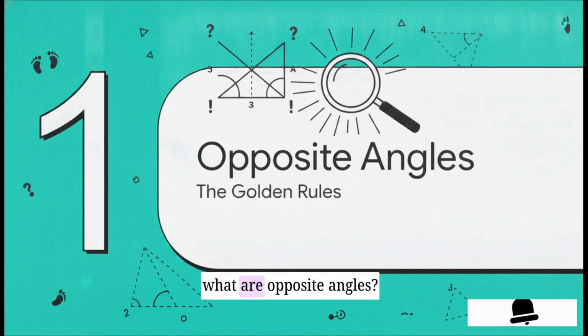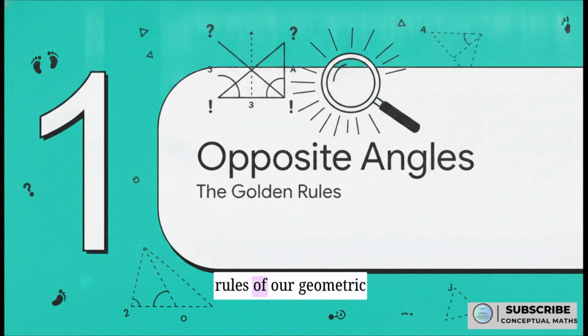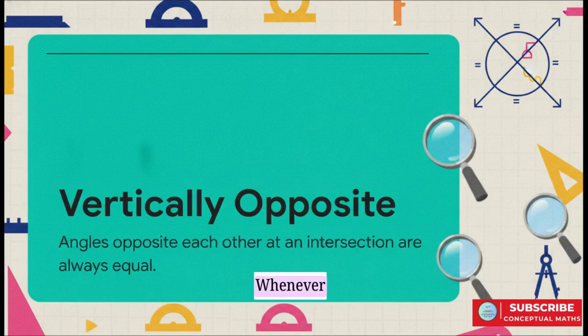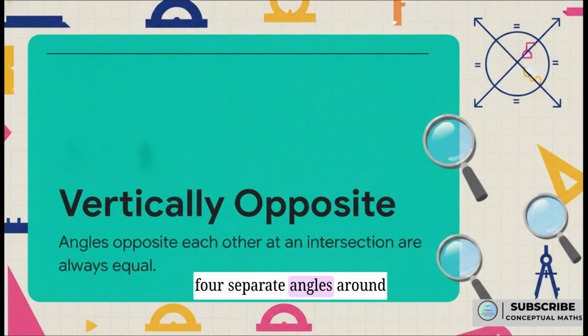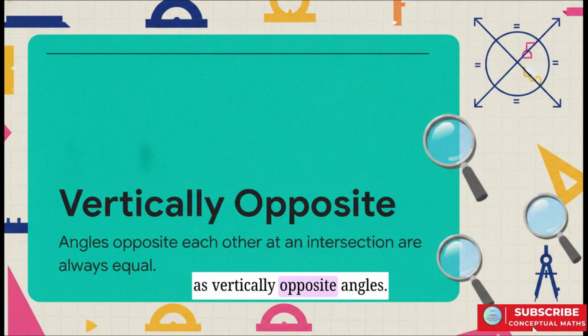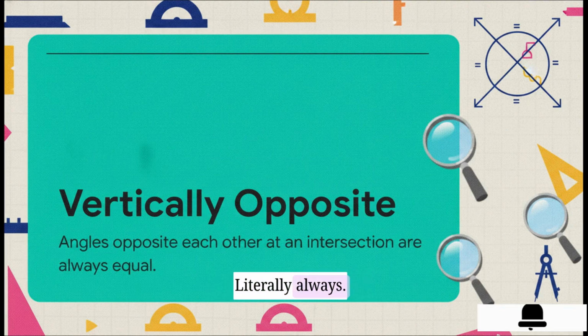Section 1. What are opposite angles? Consider this our official detective briefing on the 2 golden rules of our geometric universe. So, golden rule number 1. Whenever 2 straight lines cross, they naturally create 4 separate angles around that center point, right? Well, the angles that sit directly across from one another are known as vertically opposite angles. And here's the absolute magic part of this rule. They are always equal. Literally always.